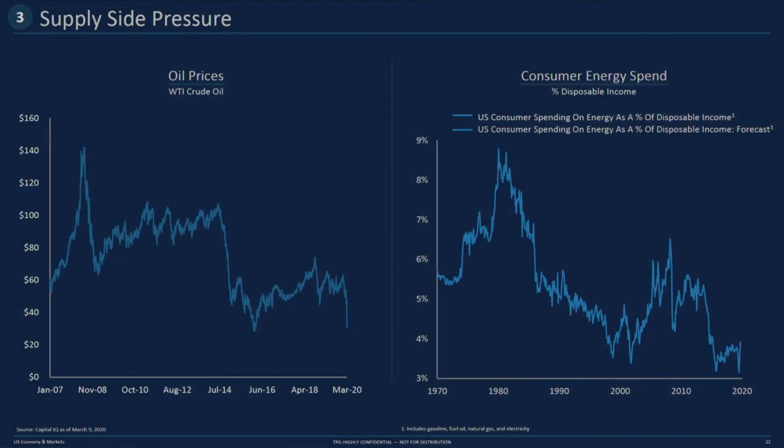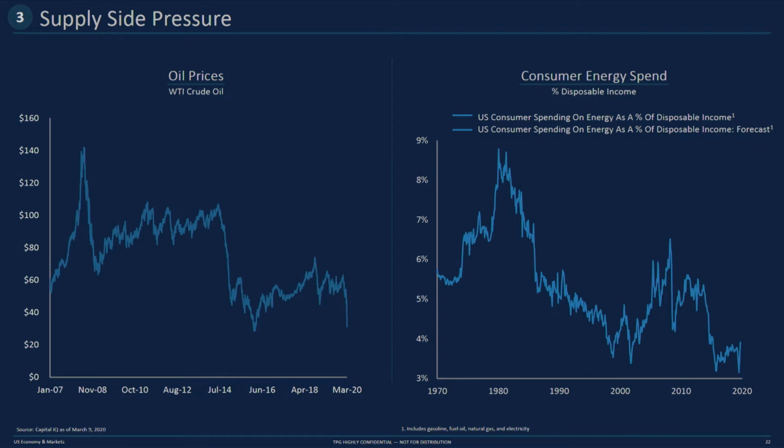Supply side issues, this one's pretty easy. Most supply side shocks have been due to energy and oil prices, and of course, that's not an issue today. Supply side pressure on oil has eased first because of the shale and the fracking boom and the oil production in the United States over the last decade. And you can see on the right, the consumer spend on energy, as a percentage of disposable income, is the lowest it's been in 50, 60 years.